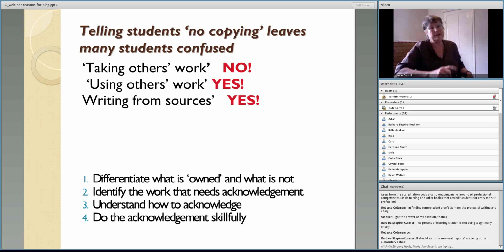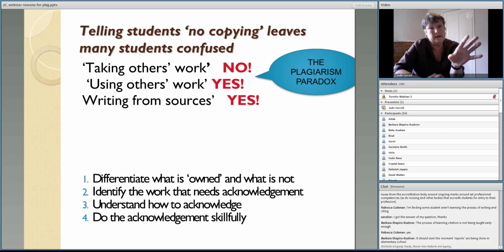So we're down to this final confusion. We say to students, you must not take other people's work, but you must use other people's work. And that means you have to write from sources. Please click, Jill.